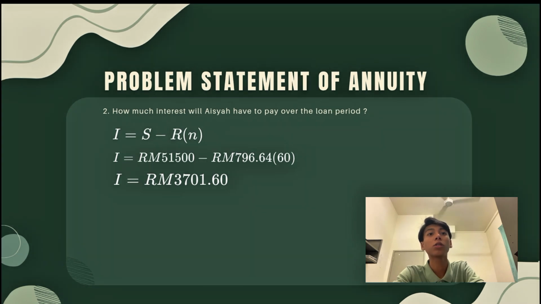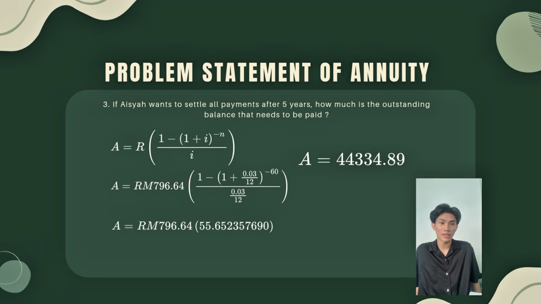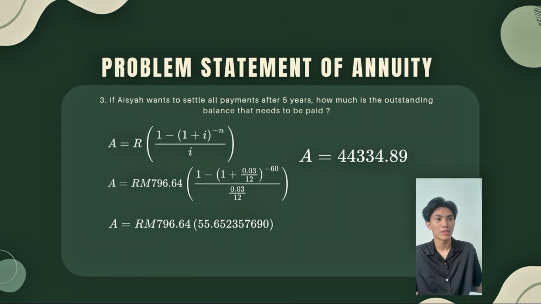The formula that we use is I equal S minus R multiplied with N. The S is 51,500 ringgit, we need to minus with 796 ringgit 64 cent and multiply with 60, and we get the answer is 3,701 ringgit 60 cent.